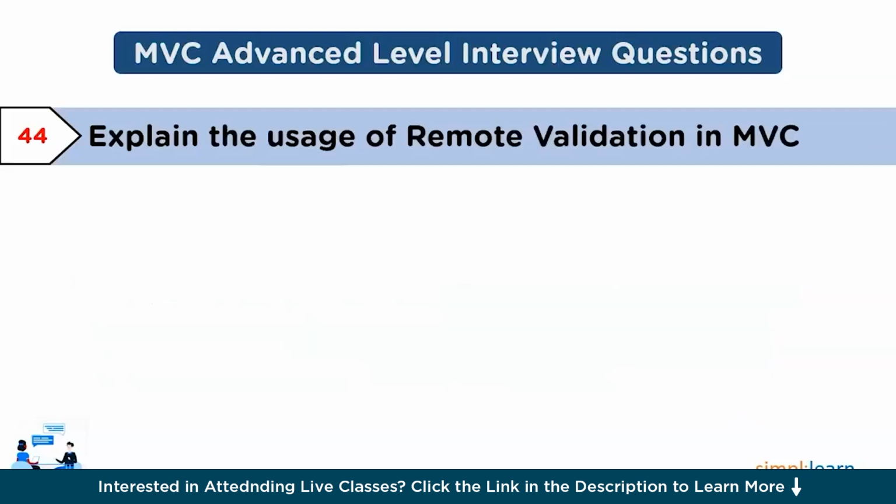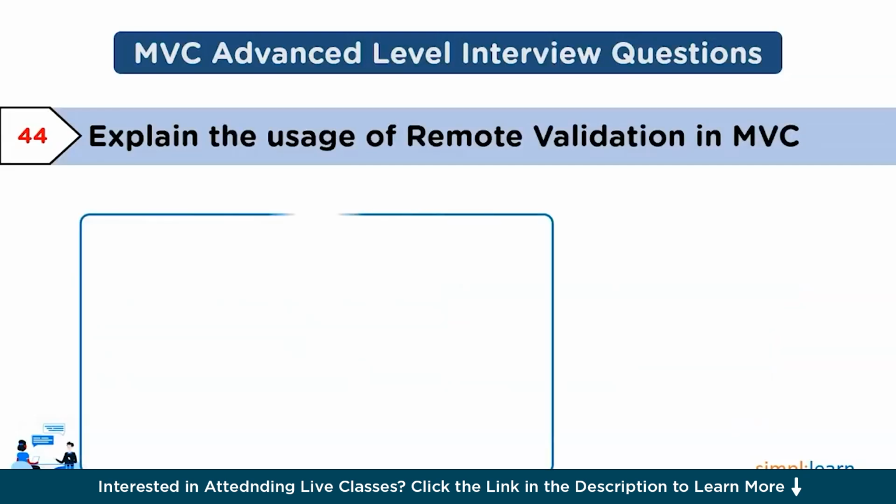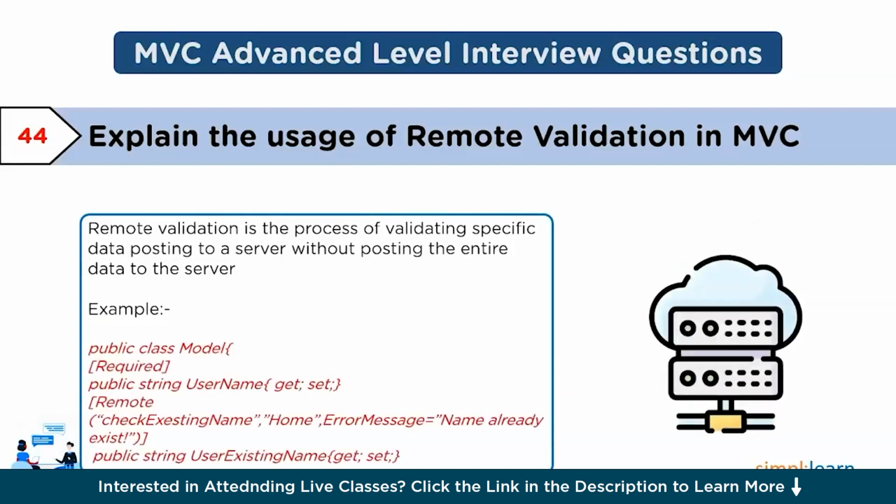Explain the usage of remote validation in MVC. Remote validation is the process of validating specific data posting to a server without posting the entire data to the server. This program on remote validation helps in checking the validation of the user using the parameter username and displays the message name already exists.